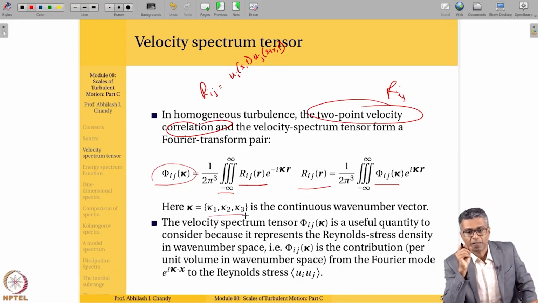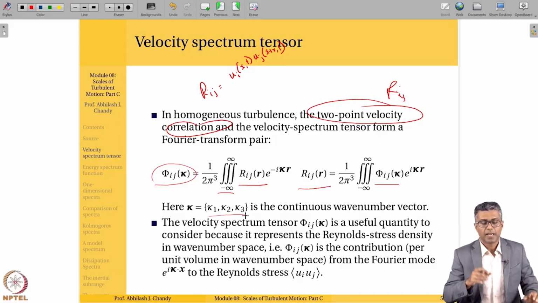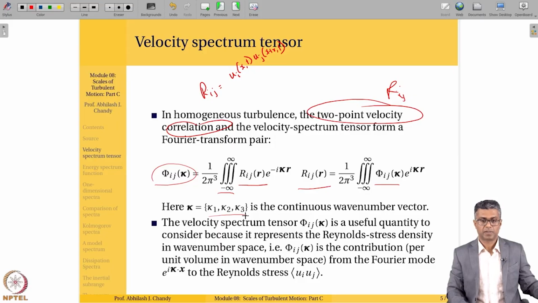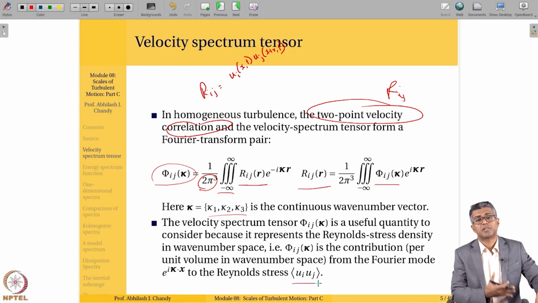Now, the velocity spectrum tensor basically represents the Reynolds stresses. It represents the Reynolds stress in wave number space, isn't it? Phi ij is the contribution, of course, per unit volume, because you have now divided it by volume, 1 over 2 pi cube, from the Fourier mode e to the i kappa dot x to the Reynolds stresses ui uj. Ui uj mean is the Reynolds stresses. Essentially, the physical significance of the velocity spectrum tensor is that it is the Reynolds stress in wave number space. That's what it is.